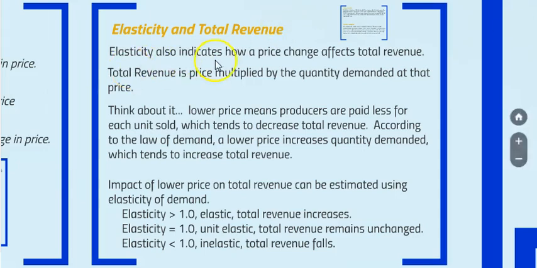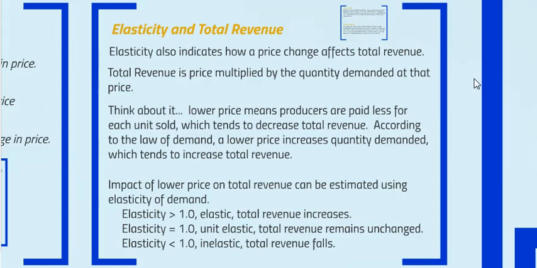Elasticity also indicates how a price change affects total revenue. Think about it. A lower price means producers are paid less for each unit sold, which tends to decrease total revenue. According to the law of demand, a lower price increases quantity demanded, which tends to increase total revenue. The impact of a lower price on total revenue can be estimated using the elasticity of demand.